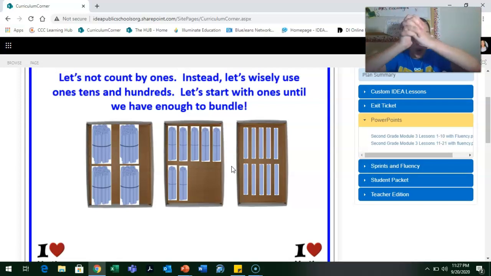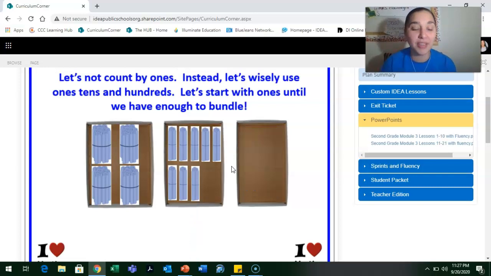Remember, I bundle the ones and now I make a new unit. Now, boys and girls, what unit will I count by? Get ready? Yes, I'm counting by tens. Now I'm at 480. What's the next benchmark number? Yes, the next benchmark number is 500.